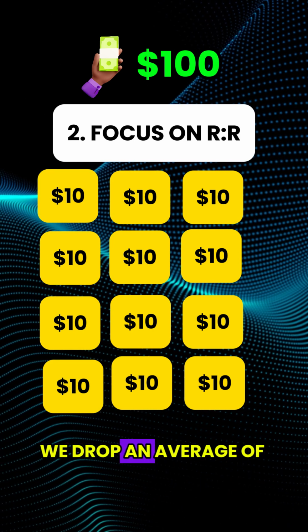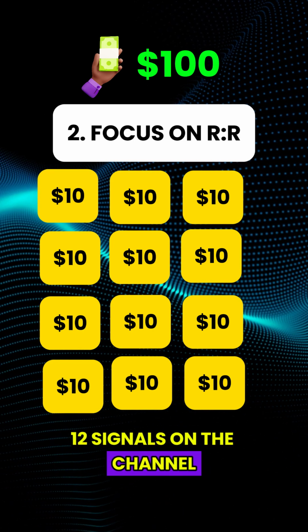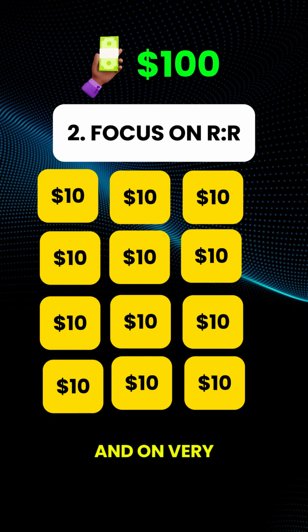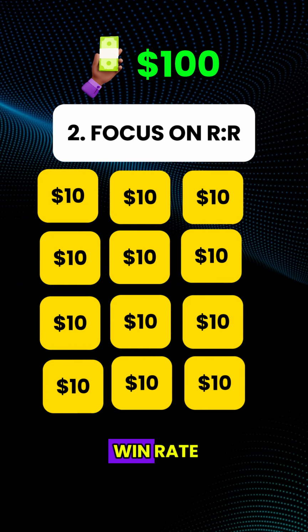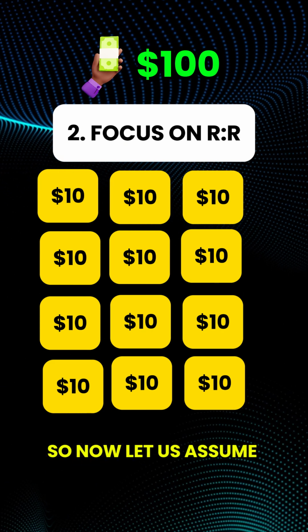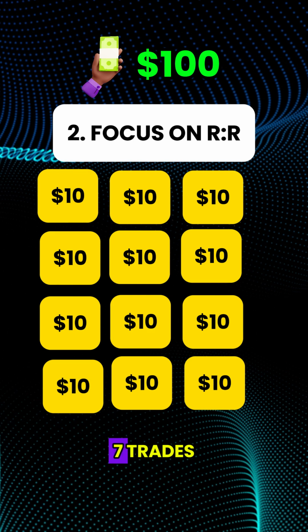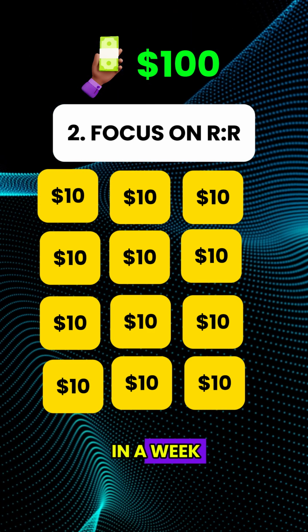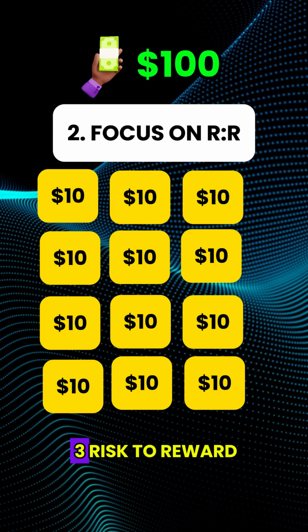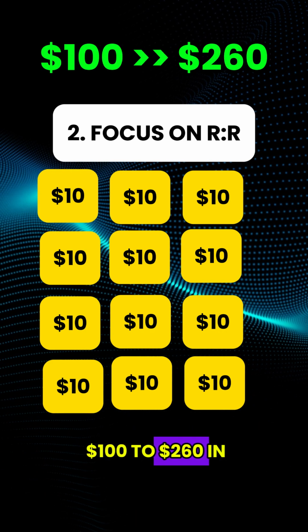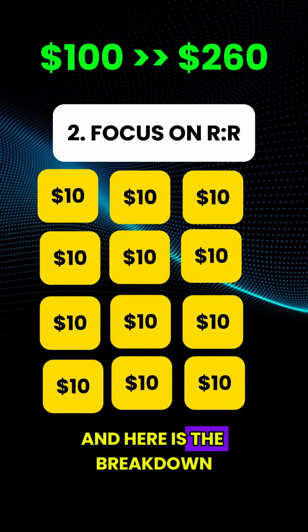Every week we drop an average of 12 signals on the channel. On very good weeks we have an 80% win rate, and on very bad weeks we have a 60% win rate. So now, let us assume we are always having bad weeks, and we only win 7 trades out of 12 trades in a week. With a 1:3 risk-to-reward, we can flip that $100 to $260 in a week, and here is the breakdown.